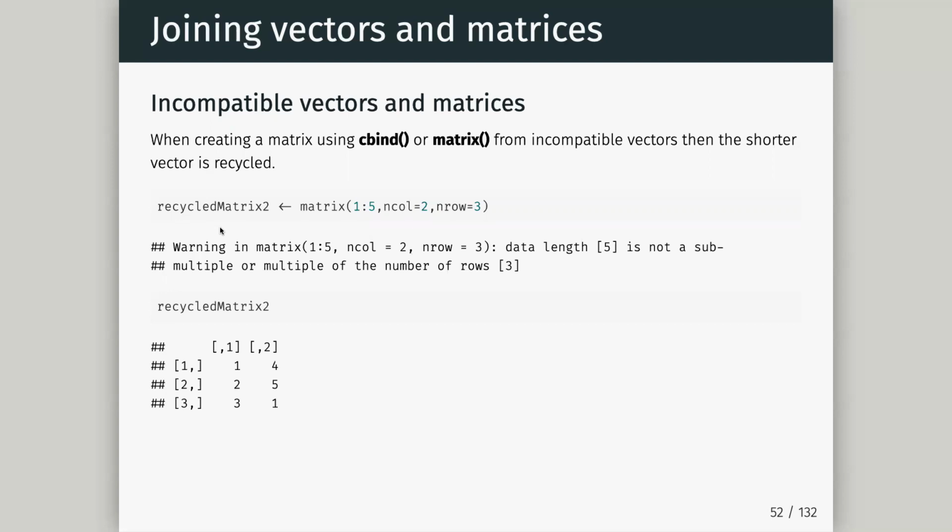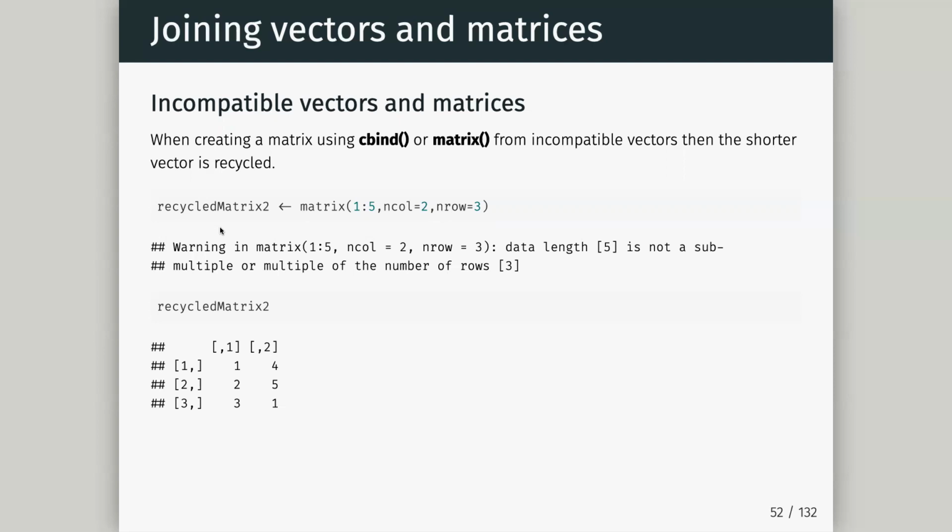So in this case, when I'm using cbind or matrix from incompatible vectors, it's going to recycle the vector like it did for our matrices. What's nice is it's going to give us this warning, which we pay attention to. Most of the time, you would expect your matrices to line up. This is perhaps telling you that you're giving it data which really didn't fit your matrix.